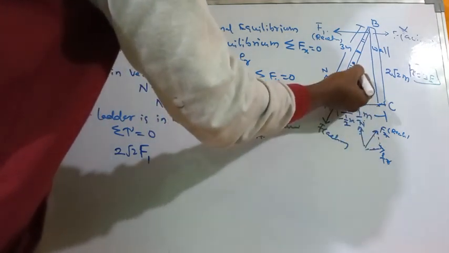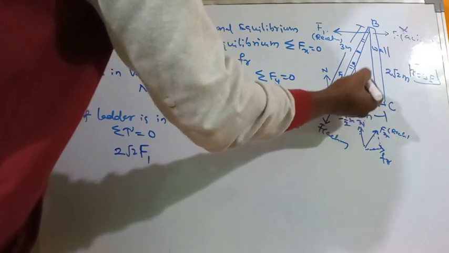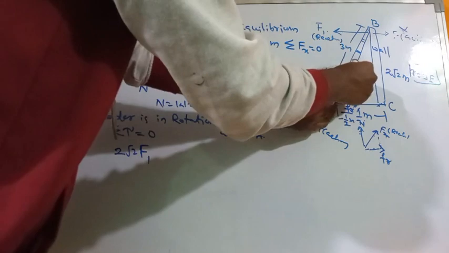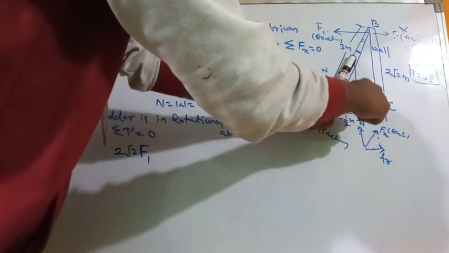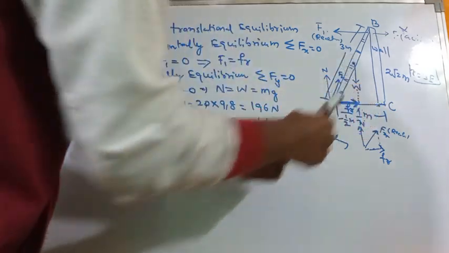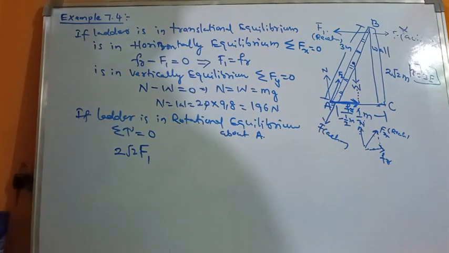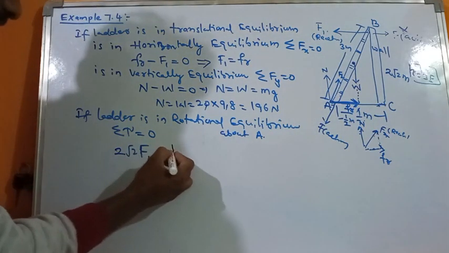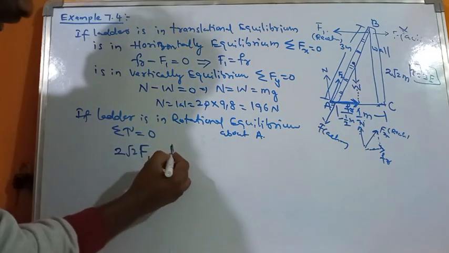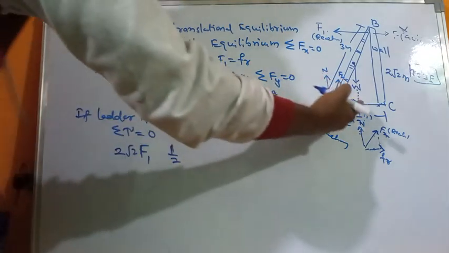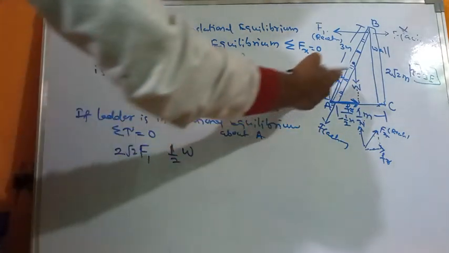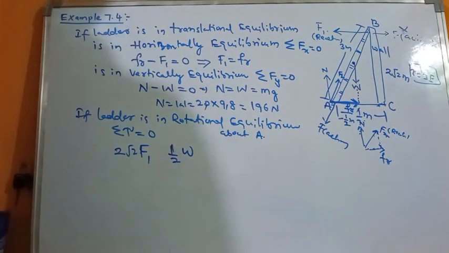Okay, and the force here is W. So then the torque: this is our ladder and this force is acting here. Then this is our perpendicular distance. So the perpendicular distance is 1 by 2, and the force here is W. And is it negative or positive?